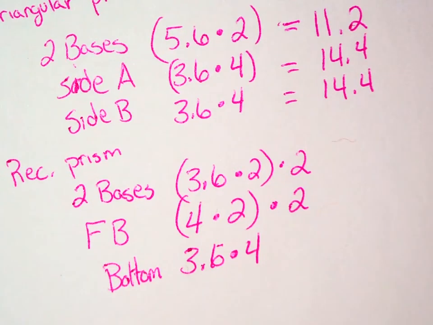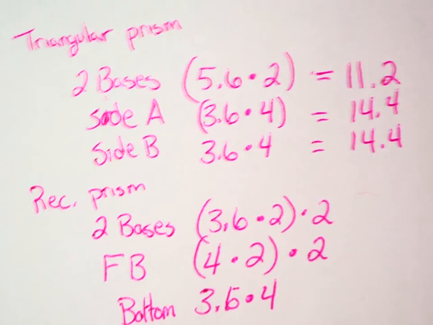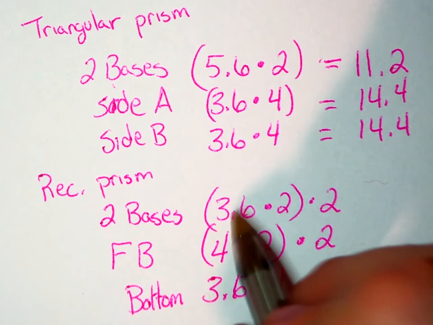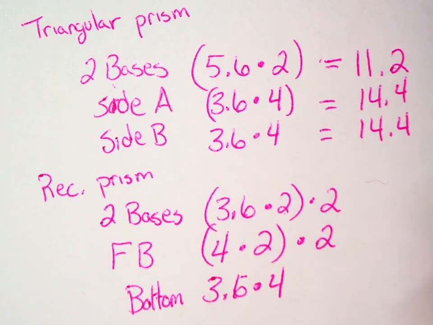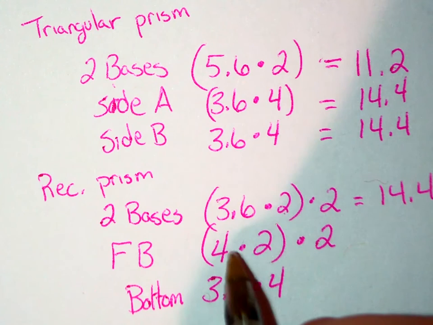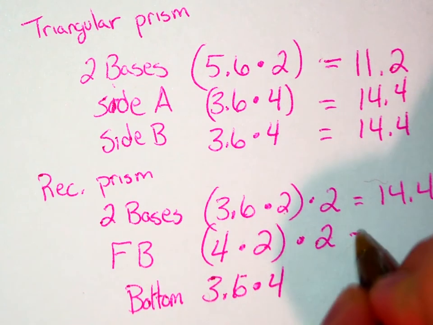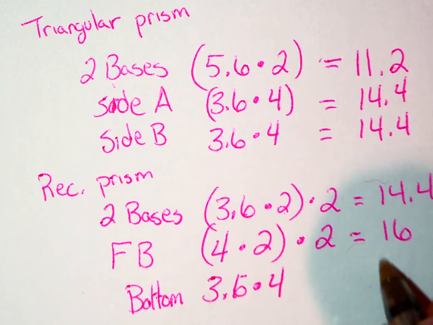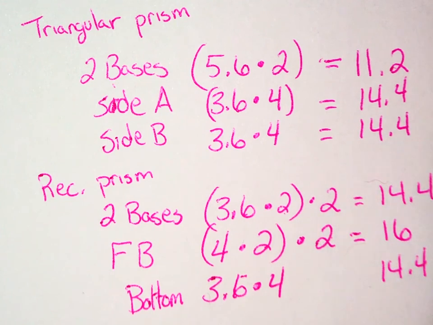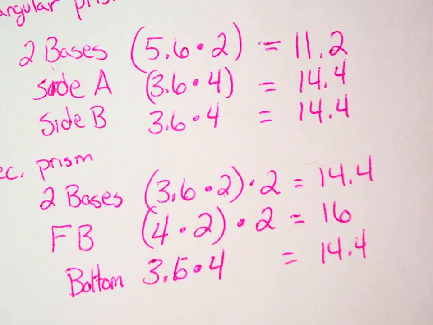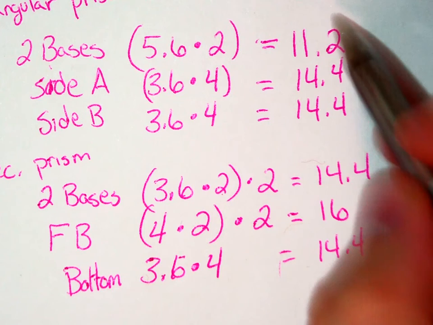So now let's come back over to our calculations so you can see all that we're working with. 3.6 times 2 times 2. That's going to equal 14.4. 4 times 2 is 8 times 2. That'll equal 16. And then 3.6 times 4. Well, we already know that's 14.4. So we have all of our pieces of information. Now I simply need to just add them up.